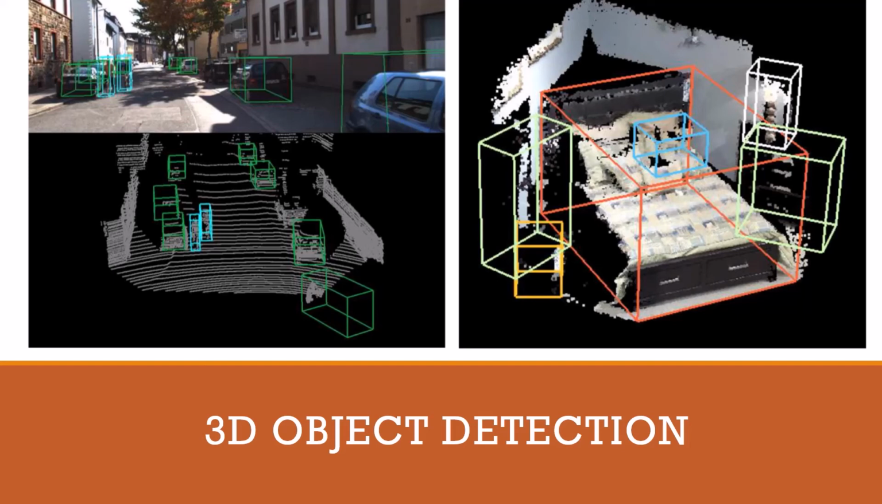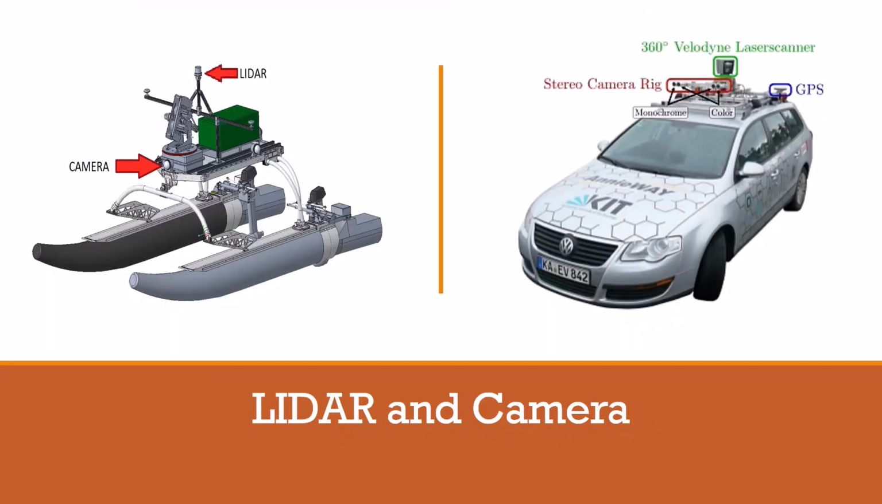3D object detection is very important as 2D object detection is insufficient for autonomous vehicle applications. Autonomous vehicle applications require accurate spatial information for safe navigation. Autonomous vehicles are commonly equipped with camera and LiDAR sensors, as seen in the 3D model of the RobotX autonomous vessel on the left and a self-driving car setup on the right.